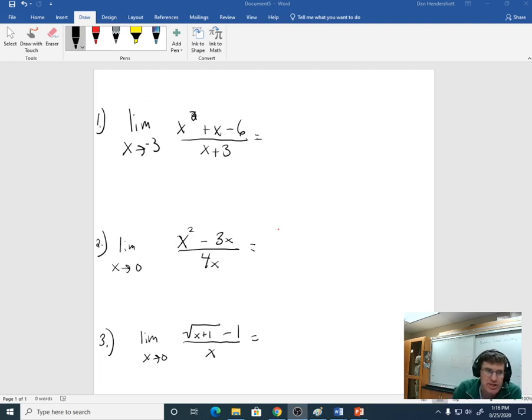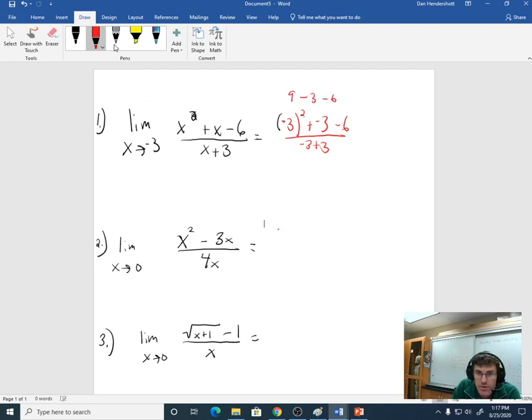But let's first double check that this is an indeterminate form. We're going to plug -3 in. That's our go-to method. Hey, I wanted red. (-3) squared plus (-3) minus 6, all over -3 plus 3. Well, this is 9 minus 3 minus 6 over 0, so it's 0 over 0. Indeterminate.